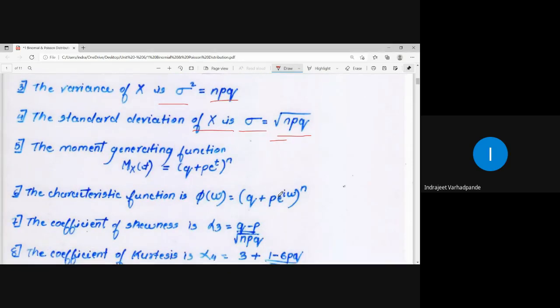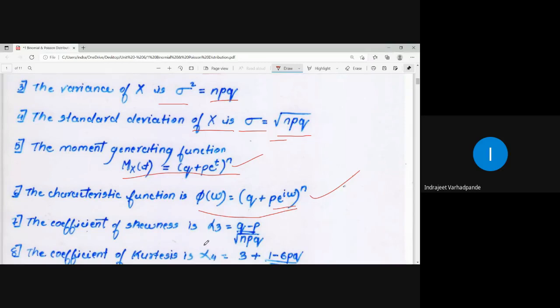Also, we learnt about various terminologies, that is, the moment generating function. How is the moment generating function given for the random variable which is binomially distributed? It is Mx of t, the moment generating function for the random variable x, which is (q plus p into e to the power t) whole raised to power n, where n is the number of trials. How is the characteristic function? You learnt that the characteristic function is obtained by replacing t with iw in the moment generating function. So the characteristic function phi of w is (q plus p into e to the power iw) whole raised to power n. That is how we replace t by iw to get the characteristic function.